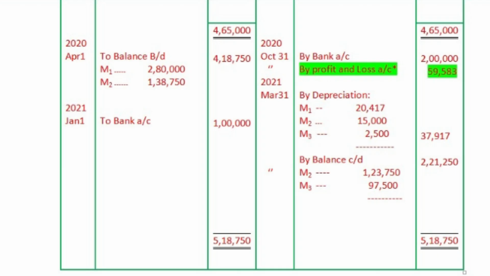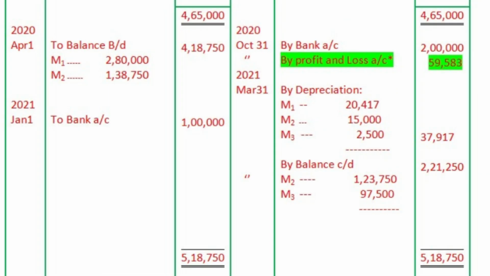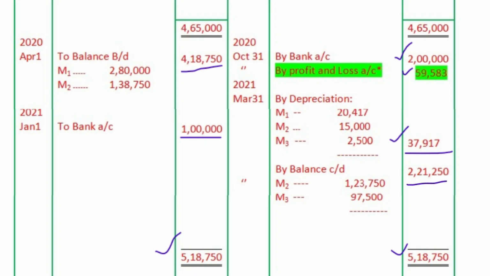Again balancing of the account, understood? Balancing of the account: this total plus this total is 5,18,750, and balancing of the account here, 5,18,250 minus 2 lakh minus 59,583 minus 37,917. The balance is 2,21,250. This is the balance sheet.